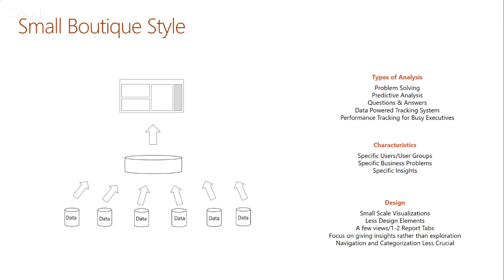So the first type, I call it the small boutique style, which means very small scale. It might be one page, one tab in the report, or a maximum of two tabs. But it's highly vetted. It's really focused on particular problem solving. On the right here, I actually listed it out. You can read it later. I'm going to distribute this slide later.